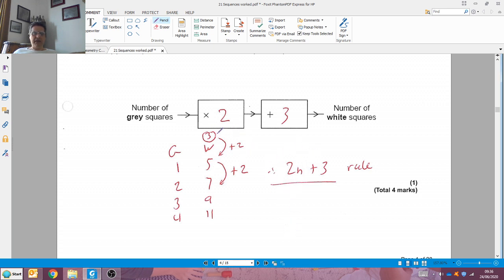What number +2 makes 5 for the 0 term? 3 does. So it's 2n + 3. So it's a lot of work for a mark, I have to say. So essentially, you take the number of greys, the n, you times it by 2, then you add on the 3. All right? Yeah, it's a lot of work for a mark. It's got to be worth 2 marks, though.